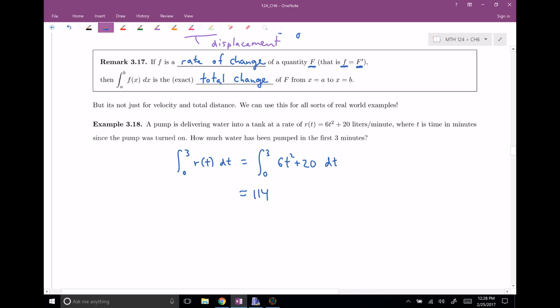So the answer here is 114. But again, this is a real world problem. Before, the units were liters per minute. Time was in minutes. So when you integrate this, remember this is telling you the total change in the amount of liters. So in this case, the claim is that there were 114 liters added from where you started. Notice I could have already had 20 liters or 50 liters in the tank to begin with. This is just telling me how much it changed. What is the total change in the amount of liters that were in this tank? The answer again, 114. That's how much was pumped in during the first 3 minutes.